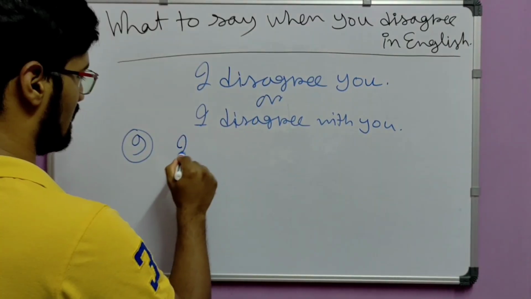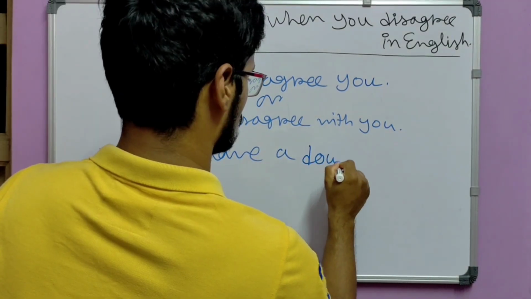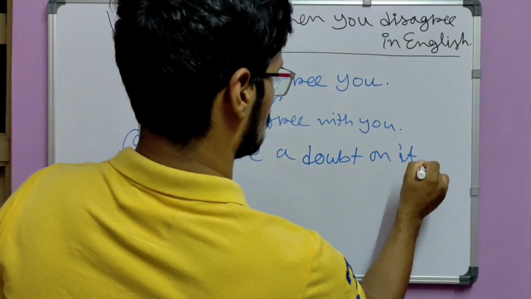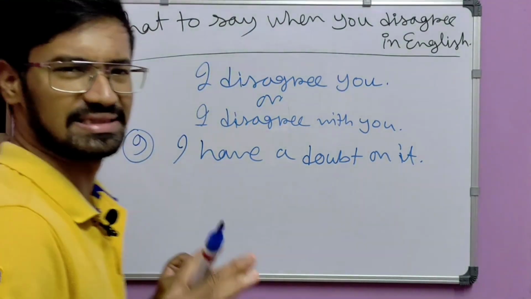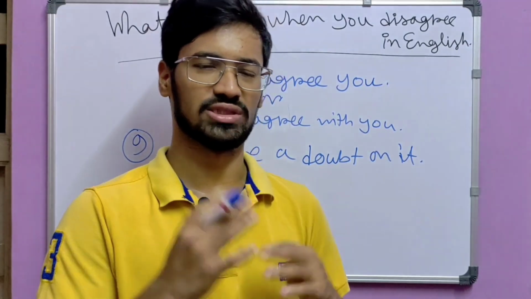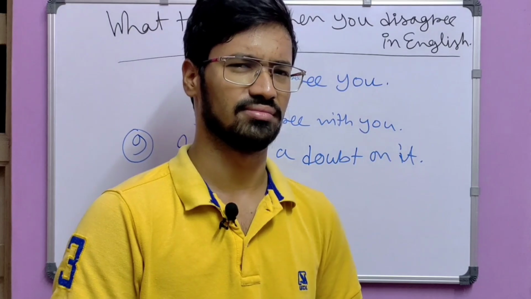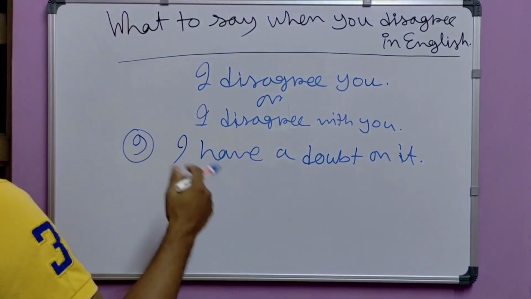Number 9, I have a doubt on it. I have a doubt on it. That means you are not going to agree with someone. Then you can say I have a doubt on it.